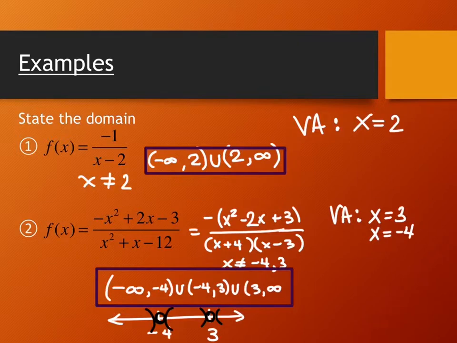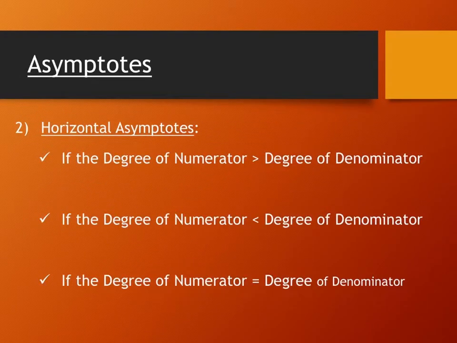Okay, so vertical asymptotes, not too complicated. Just looking at denominators equal to 0. At least they're not any more complicated than domain, right? Quite similar. There is a third type of asymptote we will address next time, but this is our second one for today. It's your horizontal asymptotes.